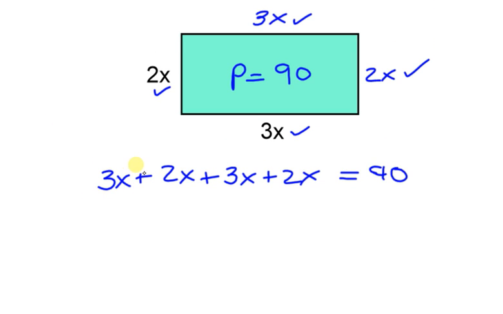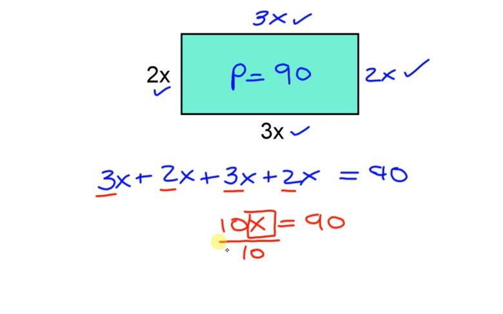These are x with no exponent, x with no exponent, x with no exponent, and x with no exponent. So we can combine them. 3 plus 2 plus 3 plus 2. And that's going to give you 10x equals 90. Now this should look very familiar to you. Put a box around the variable, divide by 10 on this side. Those cancel out, and x will equal, what's 90 divided by 10? 9.